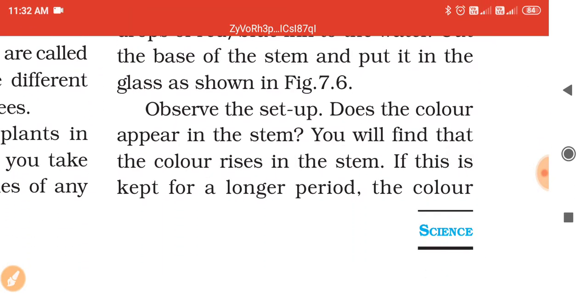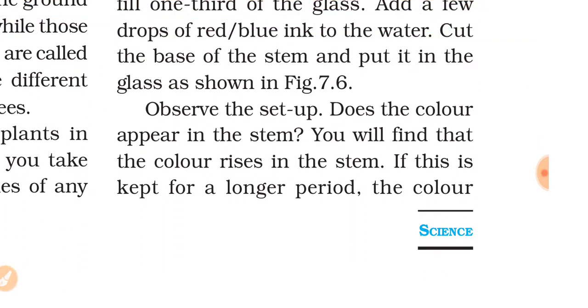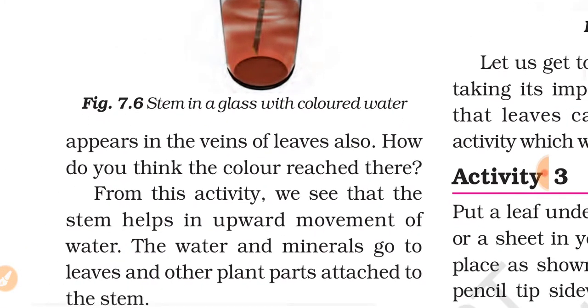After that, observe the setup. Does the color appear in the stem? You will find that the color rises in the stem. If this is kept for a longer period, the color appears in the veins of leaves also. How do you think the color reached there?